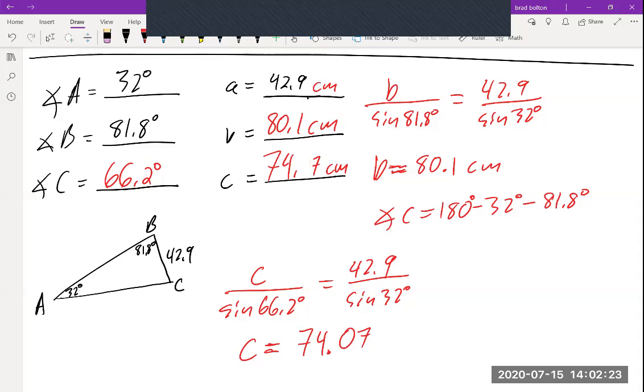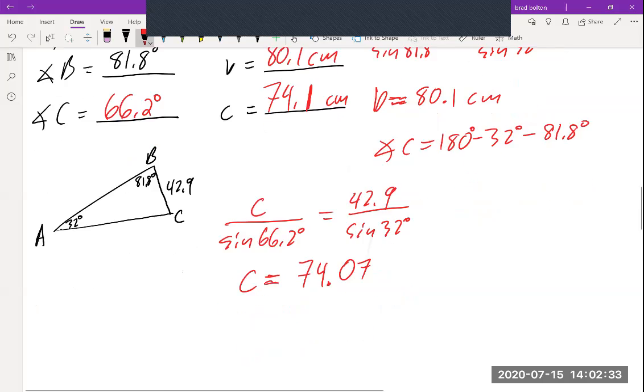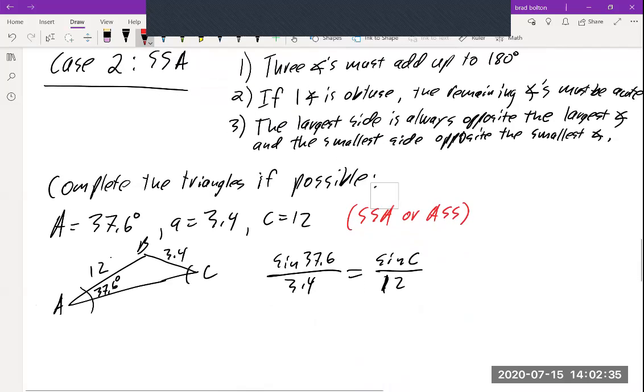Oops, let's round off to 1 decimal place. So let's do 74.1 because the other ones are all 1 decimal, so I should kind of match. So that's basically case 1. That's the easiest case. Now let's move on to the harder case, side-side angle.